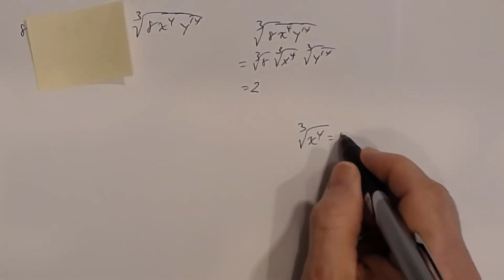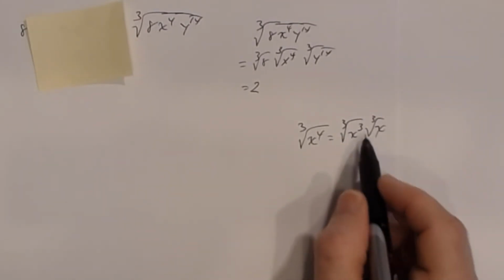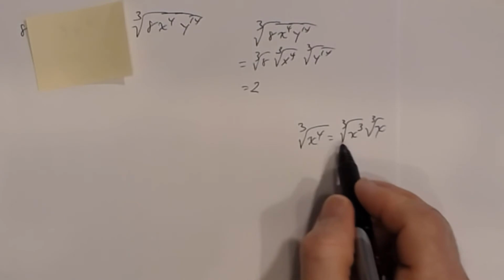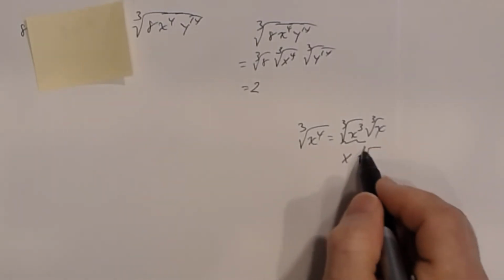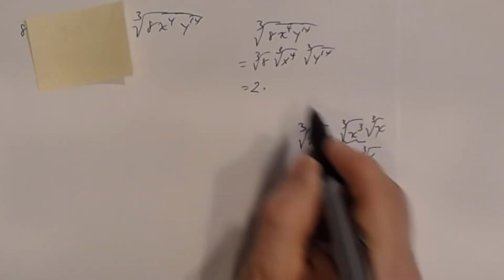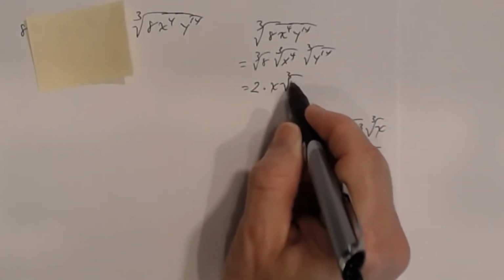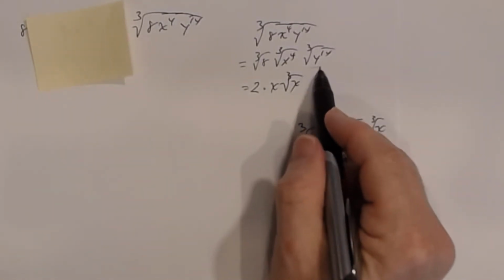The answer is 3. So it'll be the cube root of x cubed times the cube root of x. 3 plus 1 is 4. And now the cube root of x cubed is x, so we get x cube root of x. So that goes here. So that's times x cube root of x. Then you do the same thing with this one.